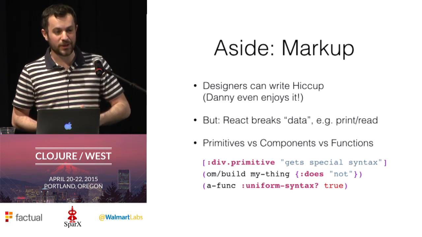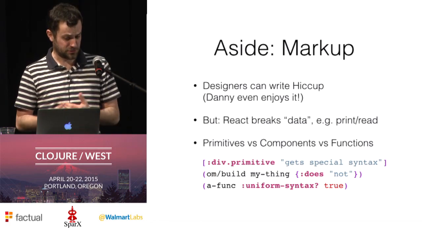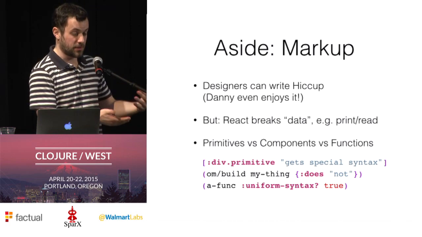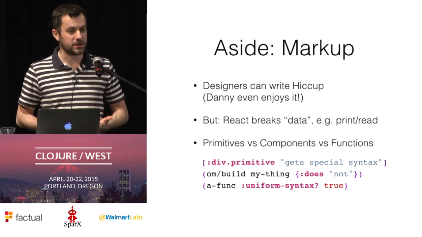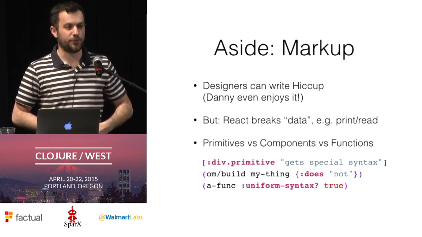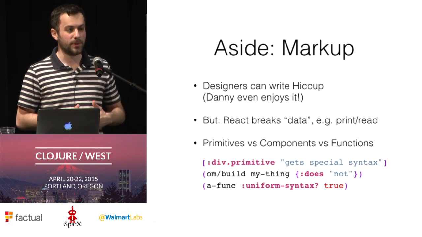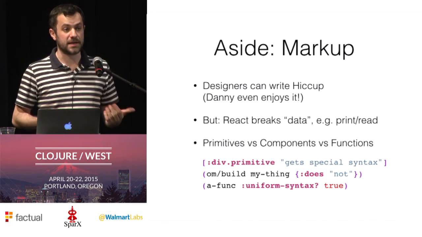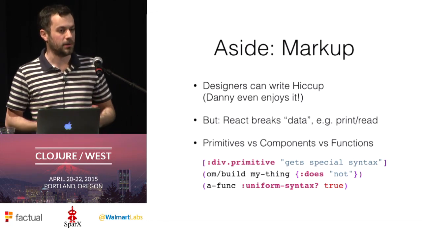And unfortunately, we lose a lot of the benefits of being data thanks to React. Once your stuff becomes a component, React breaks the ability to read and print and serialize those things, which is unfortunate. And if we owned the infrastructure there, we could do something more Clojure, where those things stay symbolic as opposed to becoming opaque objects.